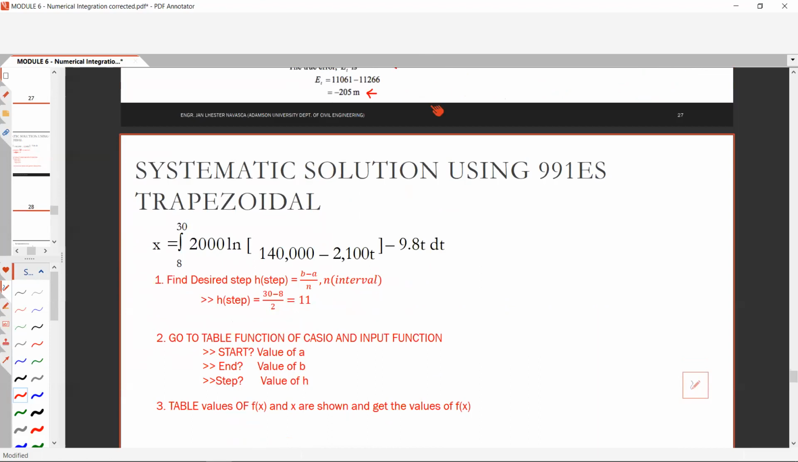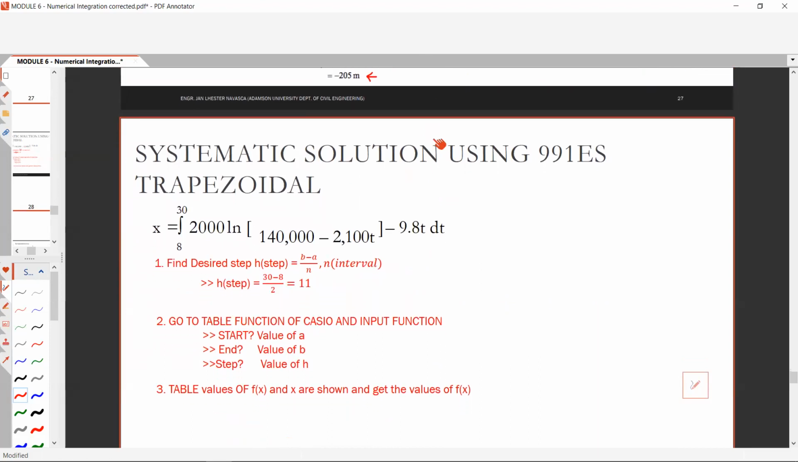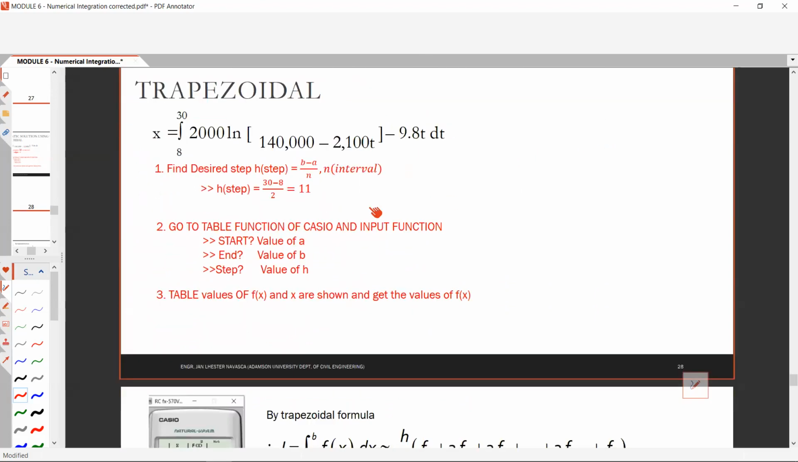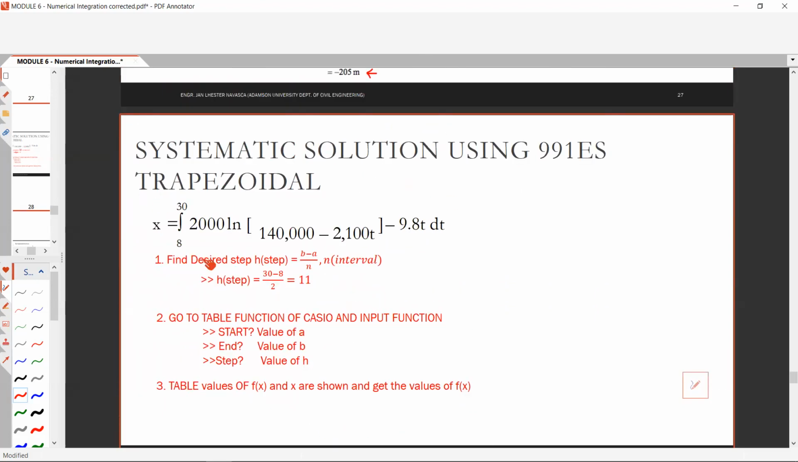So there are ways to more systematic solution using your calculator 991ES, okay, sa trapezoidal rule. Okay. So the first one is to find the desired step. Let's say sinabi dun sa problem we have two segments. So therefore, n is equals to 2. So b minus a over 2, which is h, yung step natin is 11.